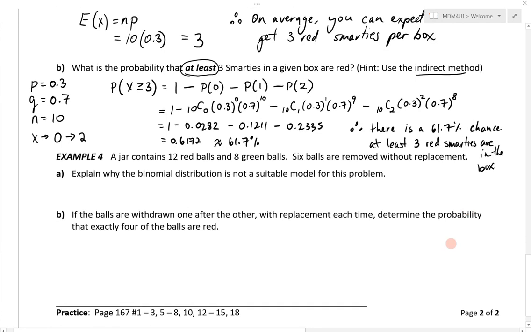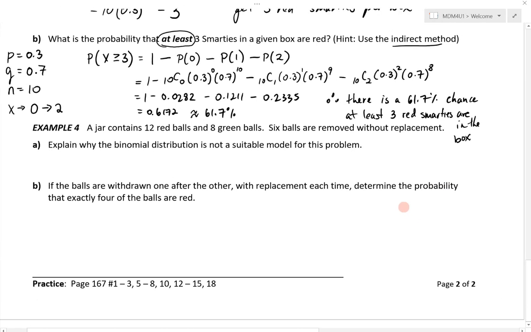Okay, so example 4, a jar contains 12 red balls and 8 green balls. 6 balls are removed without replacement. Explain why the binomial distribution is not a suitable model for this problem. Okay, so the jar contains 12 red balls and 8 green balls. 6 balls are removed without replacement. So why is it not a suitable model?